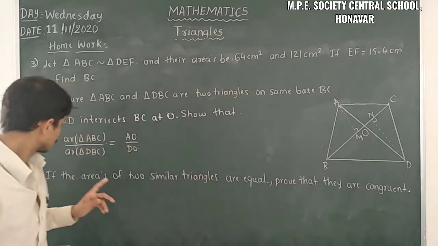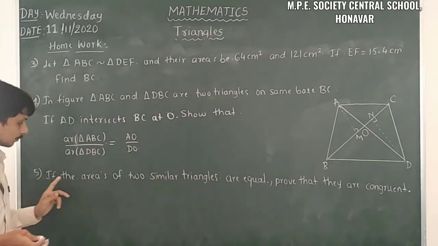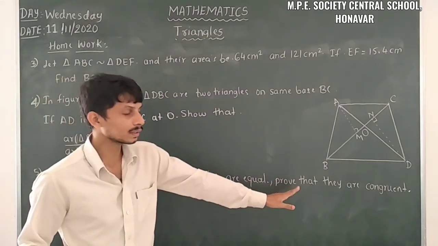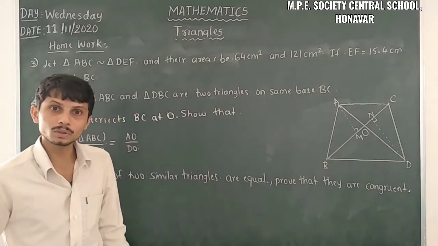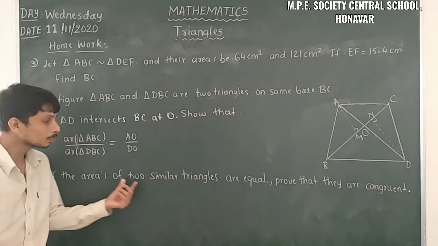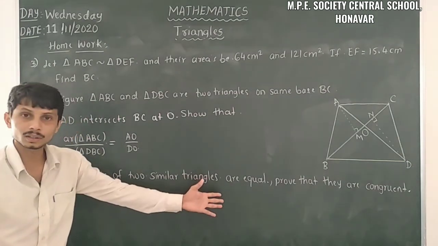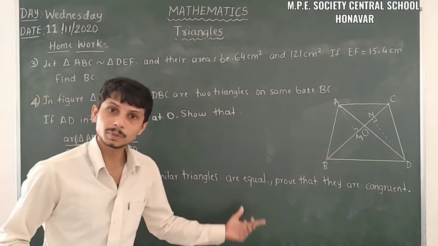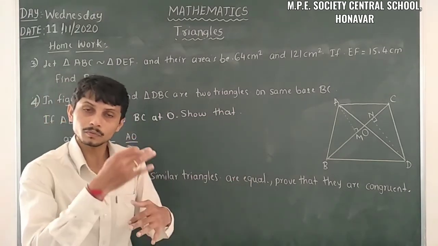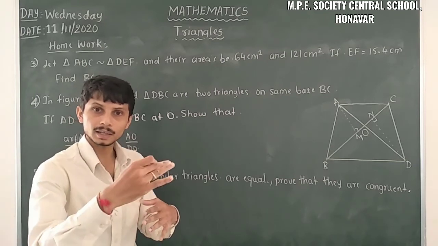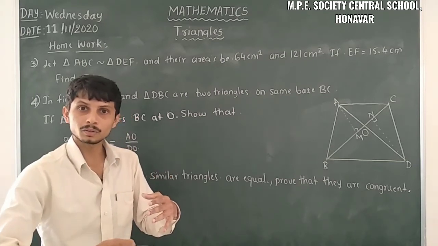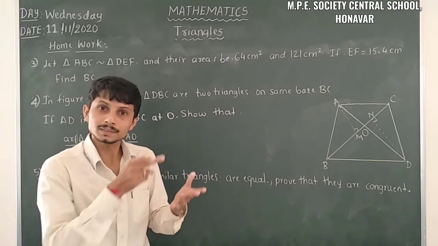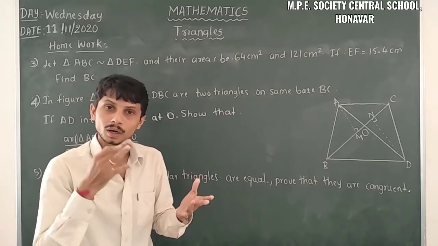Okay, so come to the last problem, that is, if the areas of two similar triangles are equal, prove that they are congruent. Here we have that the areas of two similar triangles are equal. That means area of triangle ABC and area of triangle PQR are equal. So when we have the formula area of triangle ABC divided by area of triangle PQR, those two get cancelled because they are equal. So the LHS becomes 1.